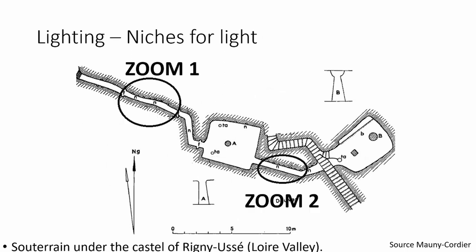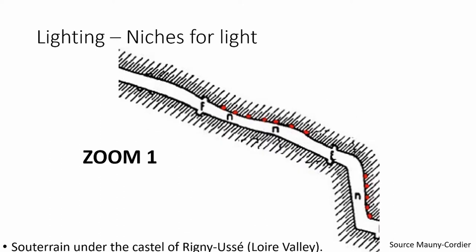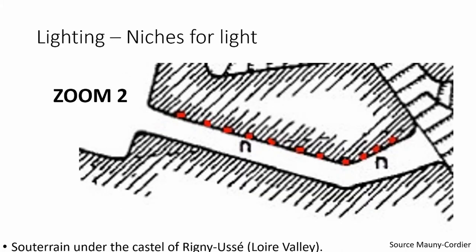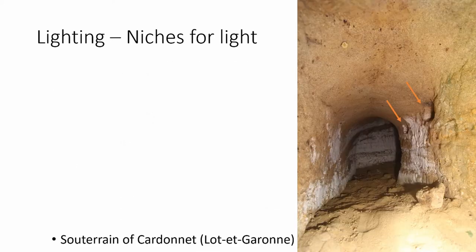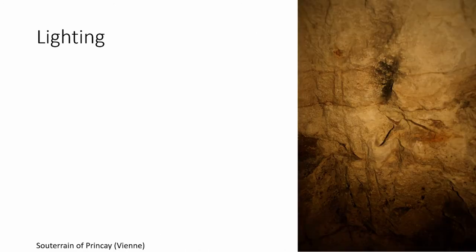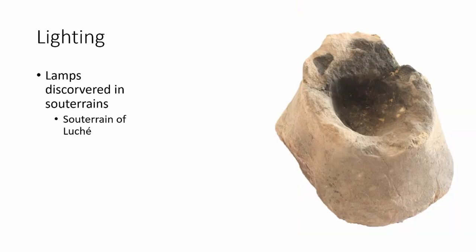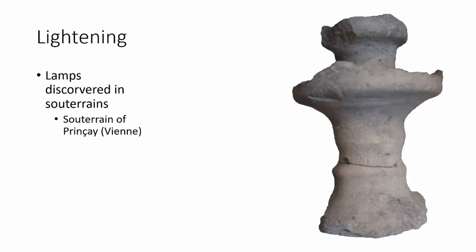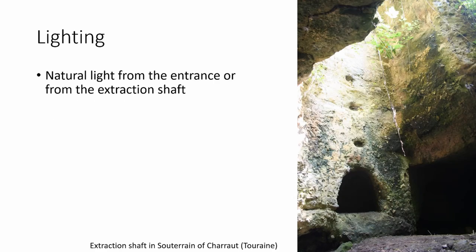Here I will focus on these two galleries, and you will see all these niches on the side that were used to place the lights. You see here another example, and here another one. And here we have some lights that have been found in these souterrains. This is the first example, another here, and here another one. So we have some indication of how they were using lights in these souterrains.